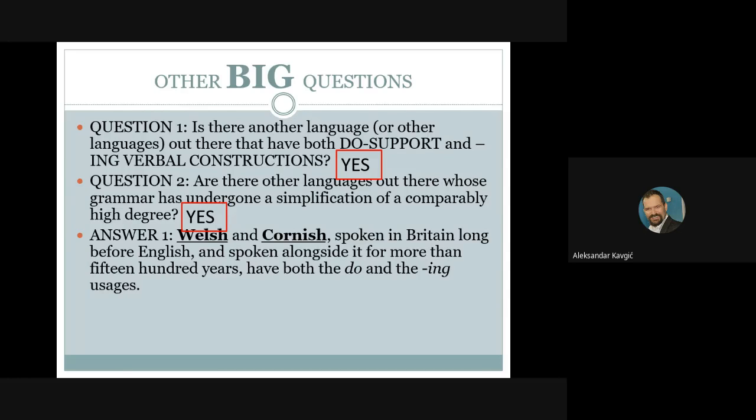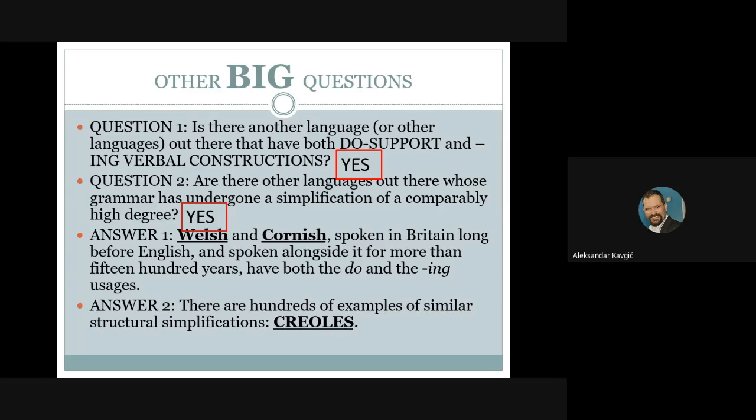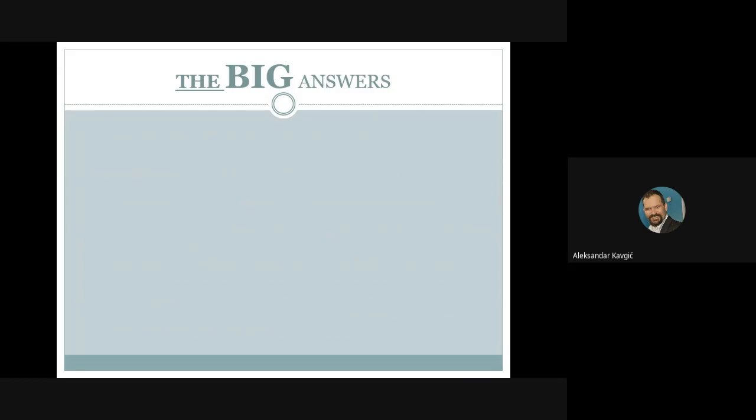The answer to both questions is yes. The first question, the right answer is Welsh and Cornish languages have do support, and they have -ing. Those languages were spoken in Britain long before English, for more than 1500 years together with English, and they have do and -ing. And Creoles are examples of this simplification.